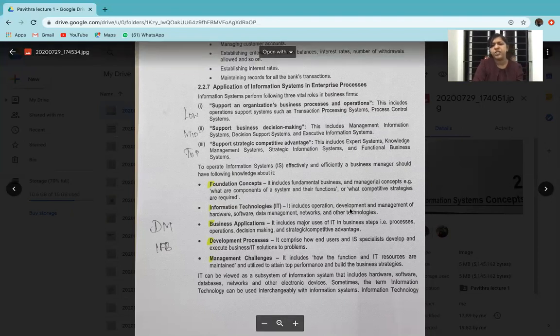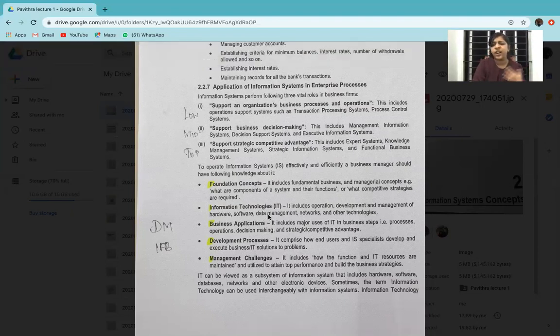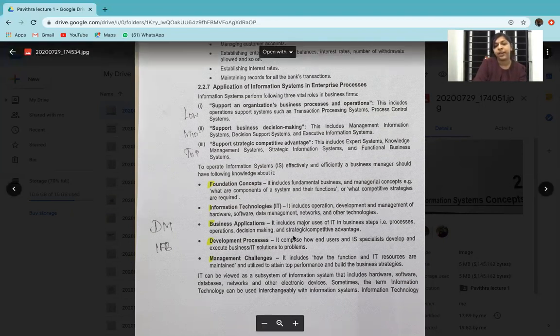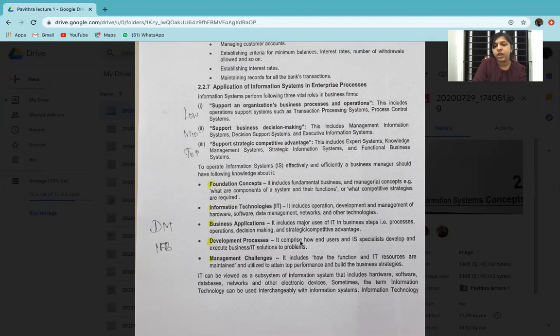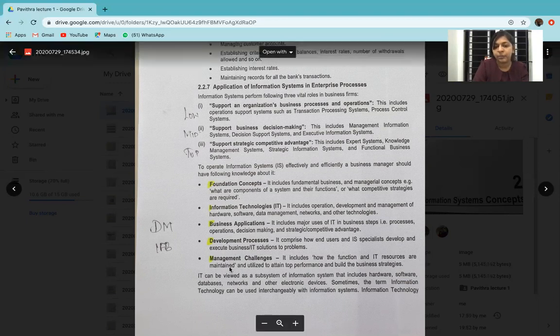We know it's about the operation, development, and management of hardware, software, data, and then the business applications. Major uses of IT in business: how are we going to use IT in the business process, that is business applications, and then the development process, how end users and information system specialists are going to develop the process. And then the management challenges: how to function and how the IT resources are going to be maintained.